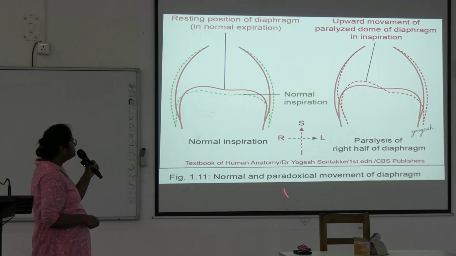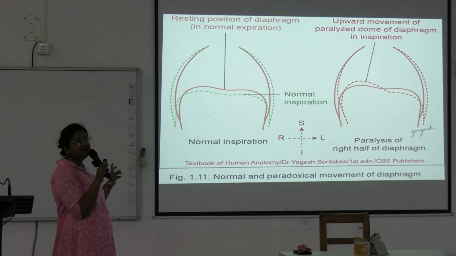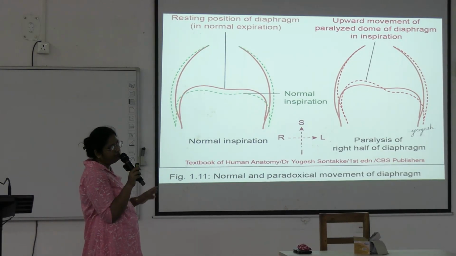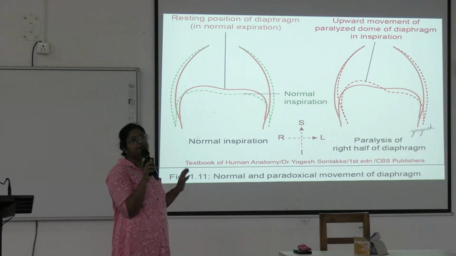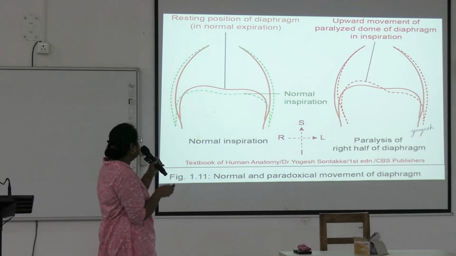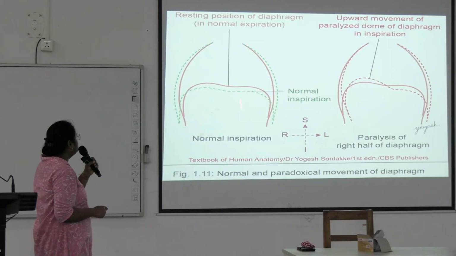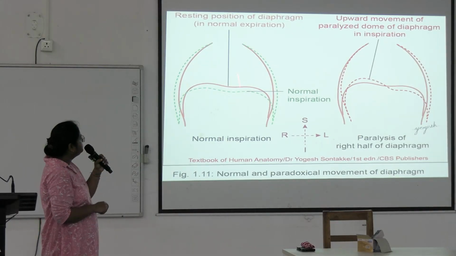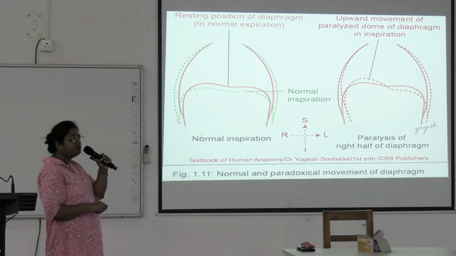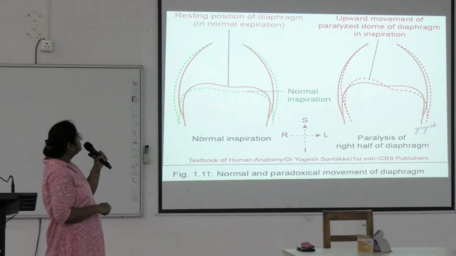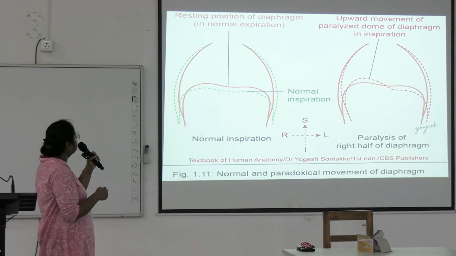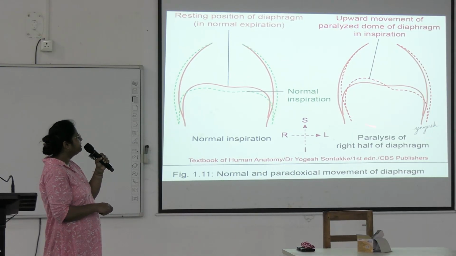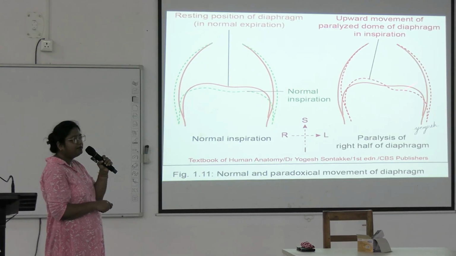there is paradoxical movement. In case of paralysis of one dome of the diaphragm or both domes of the diaphragm, there will be paradoxical movement of the diaphragm during respiration. Okay. Normally, in normal respiration, during inspiration, generally the diaphragm descends and the chest wall moves outward so that intrathoracic space is increased and intrathoracic pressure becomes more negative. Okay. And during paralysis of the diaphragm, here the right half of the diaphragm is paralyzed.